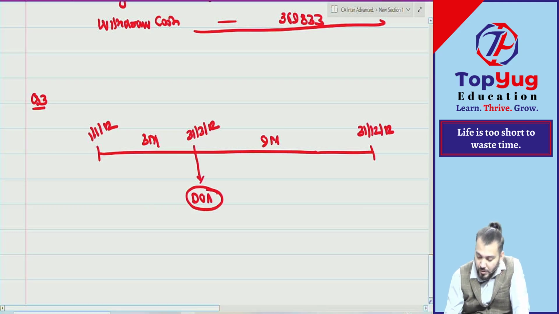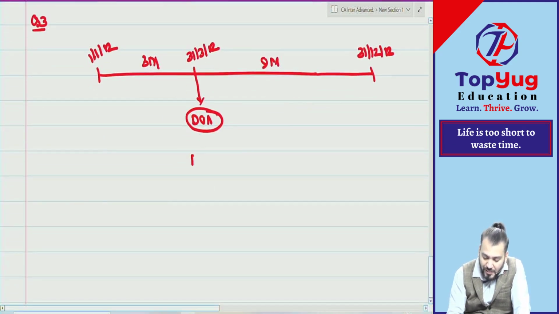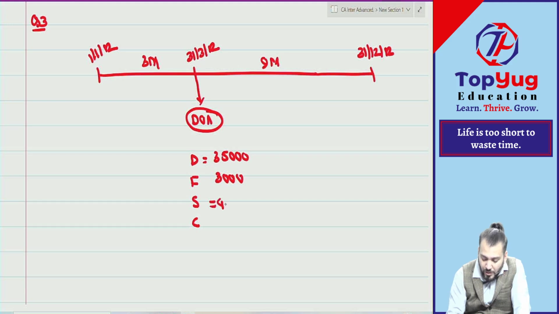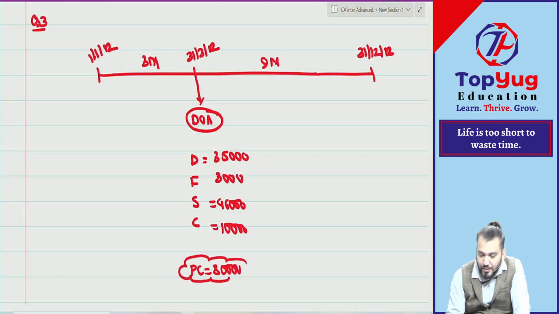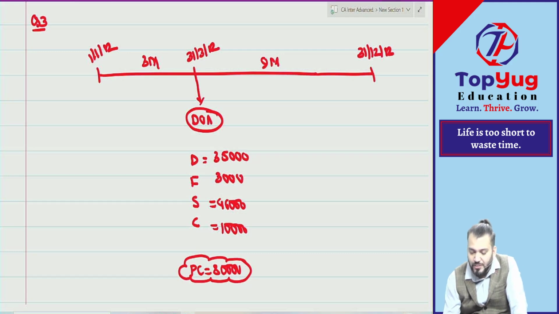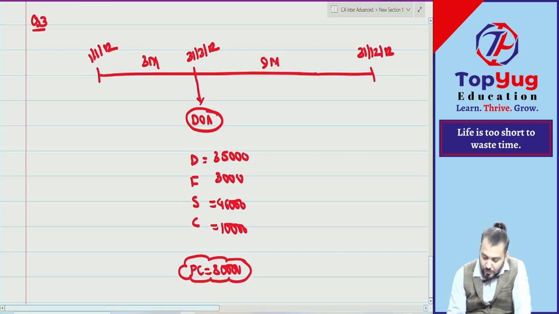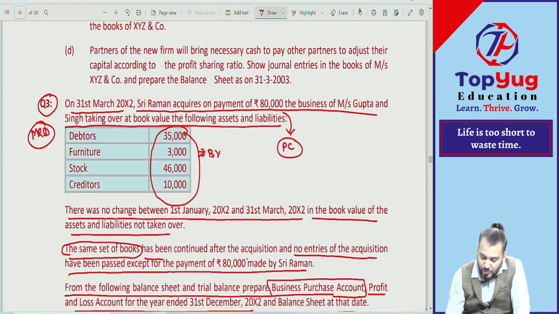Correct. Understood. Now on this date, debtor, furniture, stock and creditor, the book value is given 35,000, 3,000, 46,000 and 10,000. Okay, these are the information till now they have given. And what is the PC? PC is equal to 80,000. Okay, sir. Any more information given? Not given. Chalo. Now what they have asked? They have asked you to prepare the balance sheet.